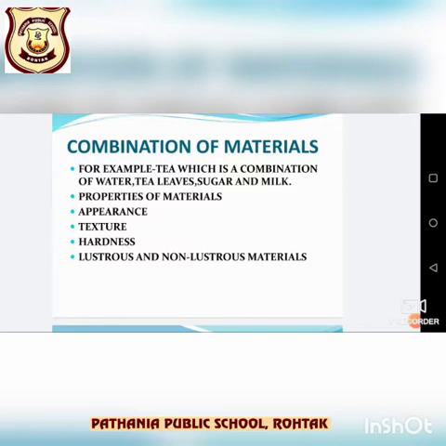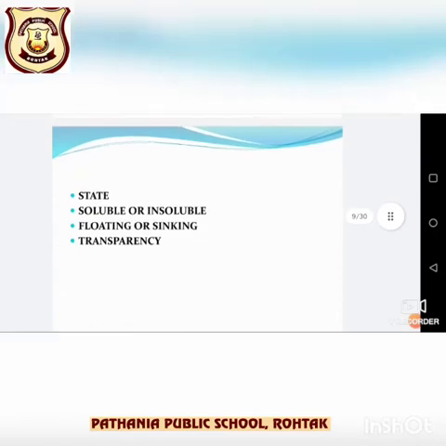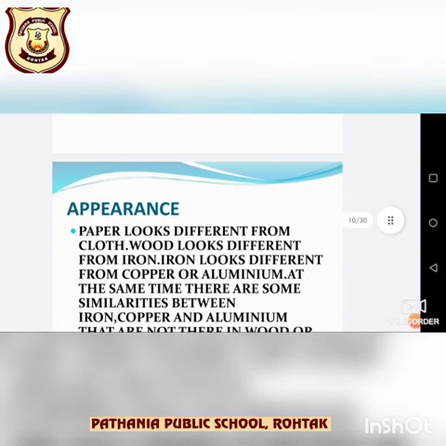So you can take another example. For example, jewelry. Jewelry, metal की आप prefer करोगे या paper की? Of course metal. Okay, so different materials have different properties. So properties of materials: appearance, texture, hardness, lustrous, non-lustrous, state, soluble or insoluble, floating or sinking, transparency.